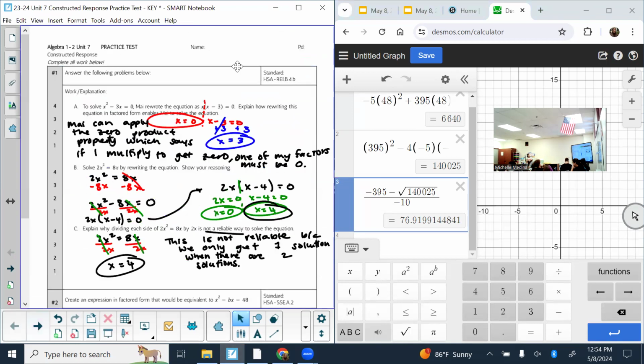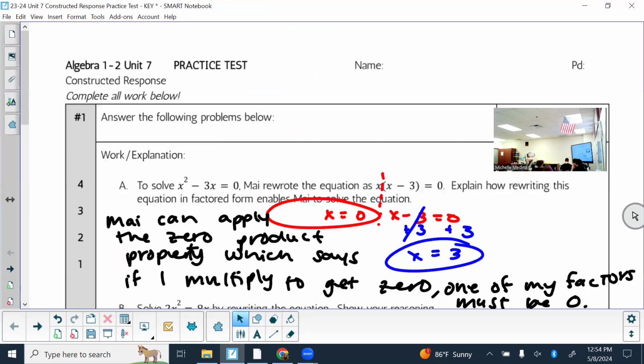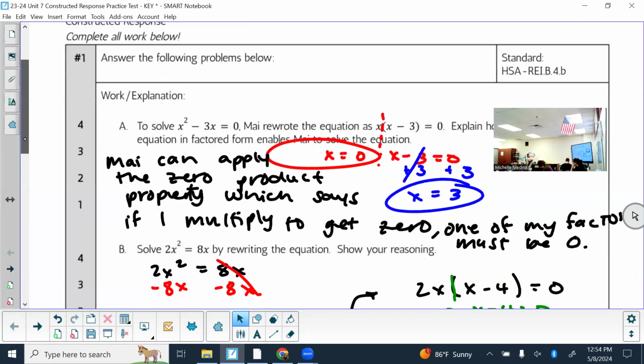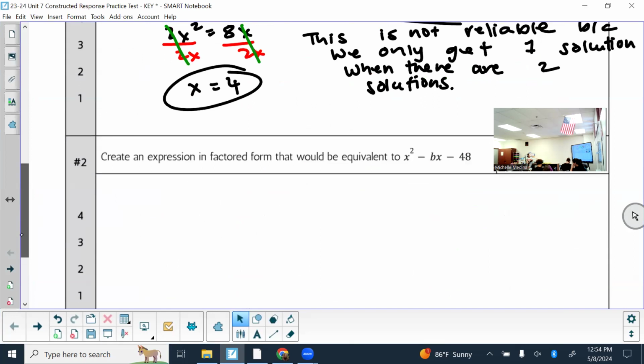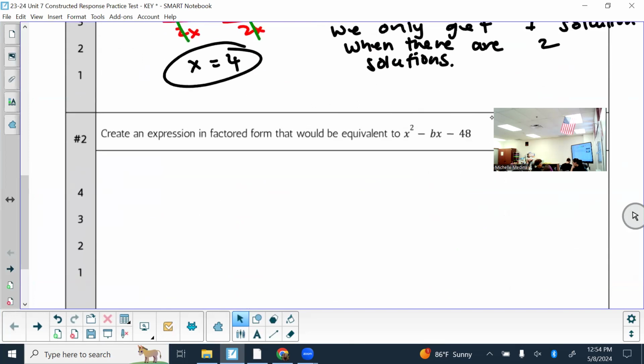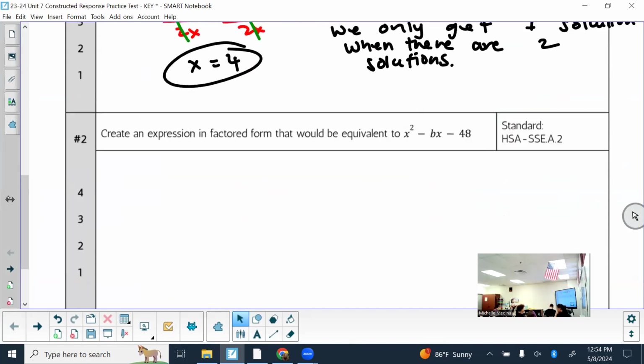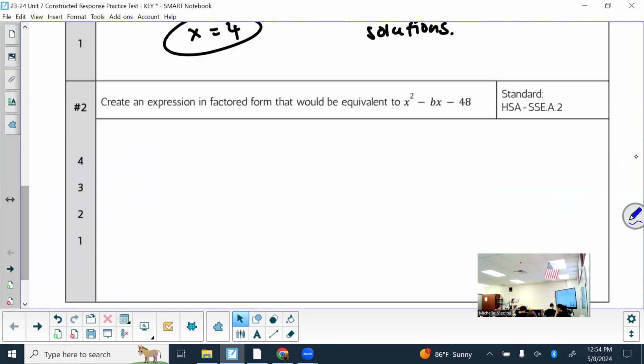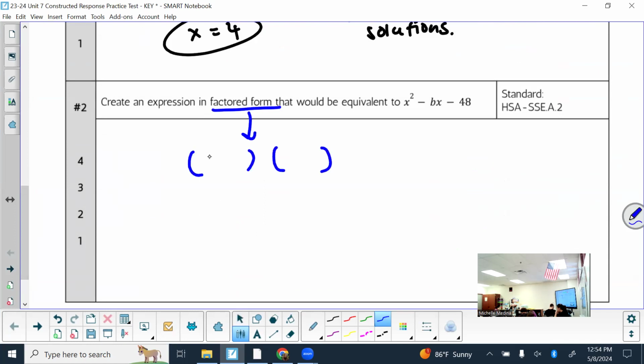Number two on the constructed response. I think it's actually really easy. It's create an expression in factor form. So remember, factor form looks something like this, usually with an X as the first part. But you're creating an expression in factor form that would be equivalent to x squared minus bx minus 48.